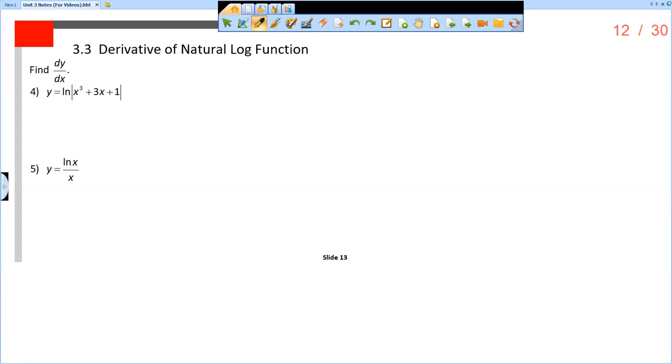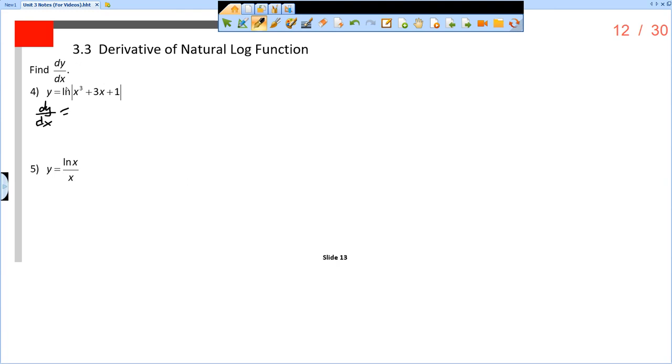All right, this is the video for section 3.3 notes, slide number 13. So we're finding dy/dx. y equals the natural log of the absolute value of x cubed plus 3x plus 1. Notice you have an absolute value here, but as we said earlier, the existence of the absolute value does not play a role in the derivative. So we want dy/dx equals.